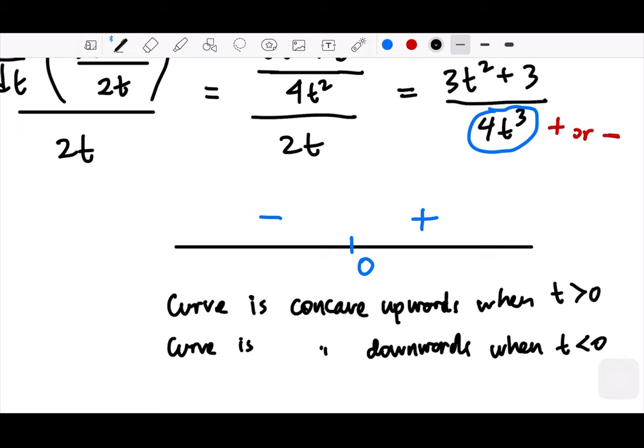And we can use this concavity to help sketch the graph. The previous graph was just checking by trial and error, but this is more valid because you have the concave approach, the concavity approach.